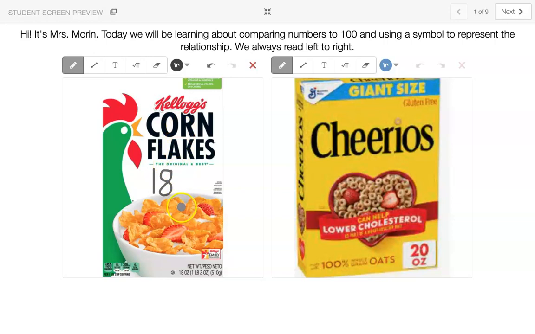I started on the left, I'm going to the right, and I'm looking here in the corner, and it's pretty clear that this weighs 20 ounces. All right, so let's write that here. My Cheerios is 20. My cornflakes is 18. I'm going to read from left to right. 18 is less than 20. I'm putting my inequality symbol in between.